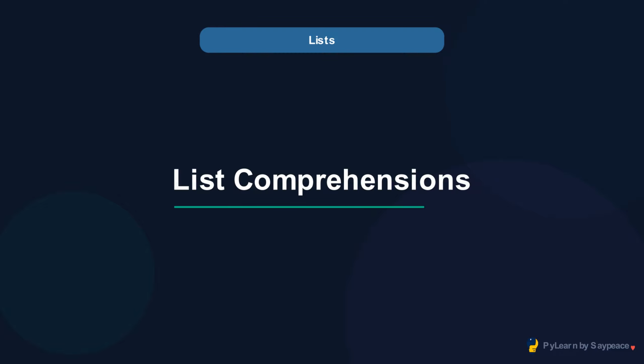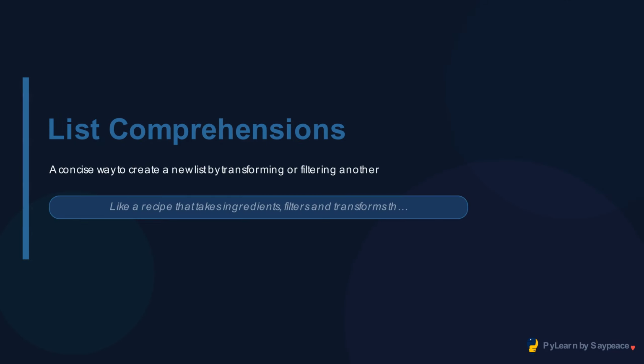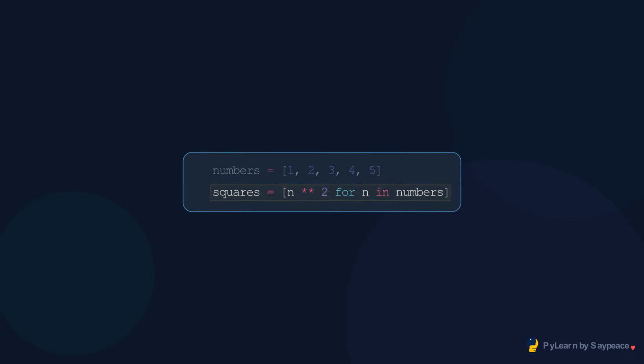Welcome to list comprehensions. A list comprehension is Python's elegant way to build a new list in 1 line. It replaces the create empty list, loop, append pattern with a single readable expression. Source list. For each n in numbers, compute n squared. Squares is 1, 4, 9, 16, 25.